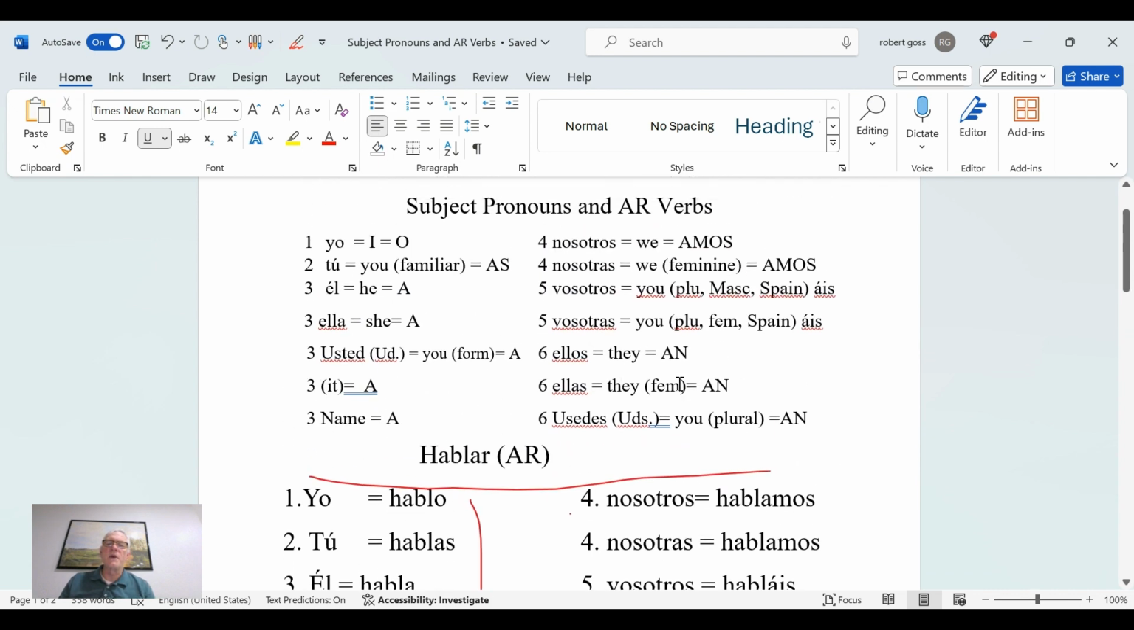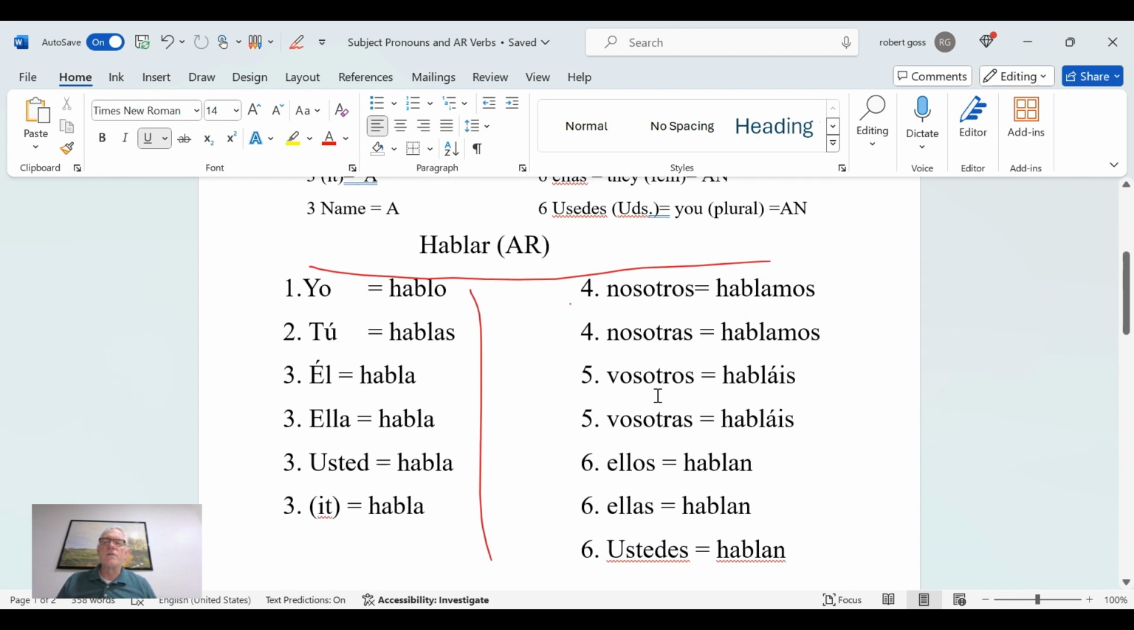Vosotros, what they use in Spain. It's not that important for us around here, but vosotros is you, plural, masculine, from Spain. We would cross off the AR ending and put ÁIS, A with an accent, IS. So, vosotros habláis. You all from Spain speak.